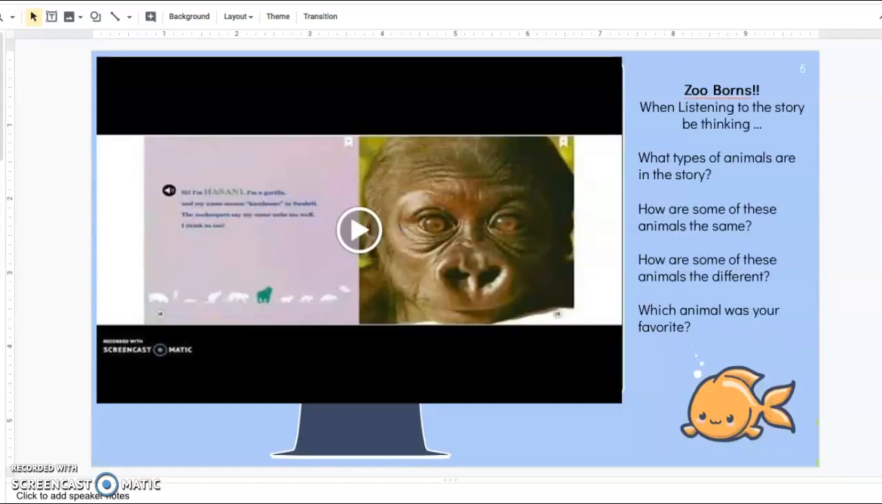Okay. Now we're going to move on to listening to a story called Zooborns. We're going to be listening for different information about these animals. When you're listening to the story, I want you to be thinking about what types of animals are in the story. How are some of these animals the same? How are some of these animals different? And which animal was your favorite?